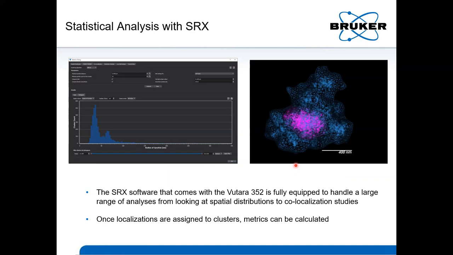SRX software is fully equipped to handle a large range of analysis, from looking at spatial distributions to co-localization studies. Here's a view of the user interface displaying a cluster analysis histogram. Once the localizations are assigned to clusters, then metrics can be calculated. Here on the right is an isosurface rendering of a topologically associated domain in blue and a compartment in magenta. From this data, it would be possible to further evaluate the clusters by calculating metrics such as overlap volumes or fractions.